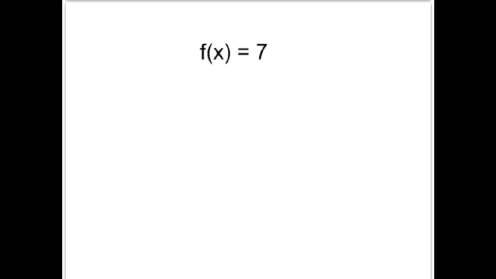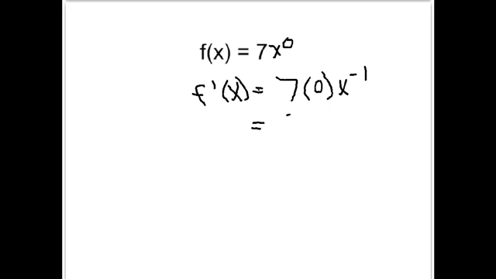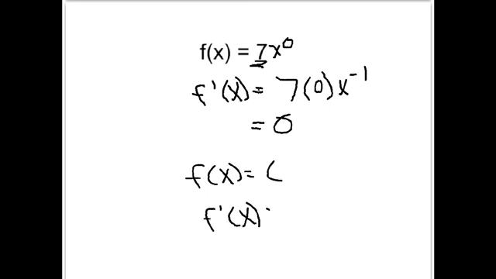Alright, so what about if the function is just 7? f of x equals 7. Well, this one's a little bit trickier. We think about what's the exponent on x? Technically that's x to the 0 power. So I follow my method and I say f prime of x would be equal to my old coefficient times my old power times x to the negative 1. Well, that is obviously just going to be 0. So every time we take the derivative of a constant, it is going to be equal to 0. So if f of x is equal to a constant, the derivative of that function is going to be 0.